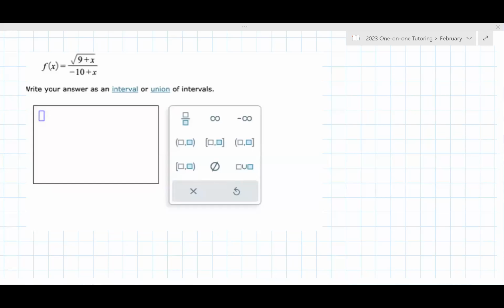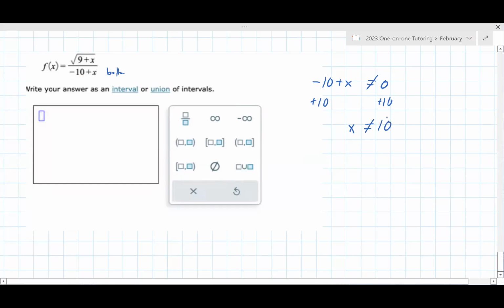All right. So this one has kind of 2 parts to do. You have to look at the top and the bottom. So we'll first look at the bottom here. Minus 10 plus X cannot be 0. You cannot divide by 0. That's really bad. So you add 10 to both sides and you find that X cannot be 10. So on your first number line here, minus infinity to infinity, 10's right there. It's everything but 10. Is that clear?